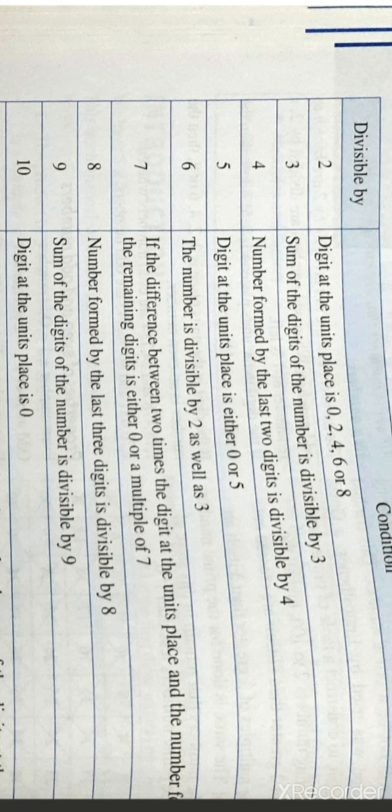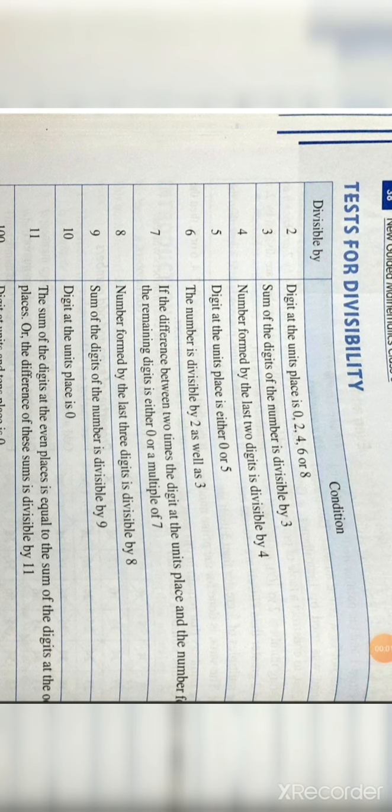Let us take one more example for 3. For example, 2342. If you add 2 plus 3 plus 4 plus 2, what you will get? 2 plus 3 is 5, 5 plus 4 is 9, 9 plus 2 is 11. So 11 is not in 3's table, so it is not divisible by 3.